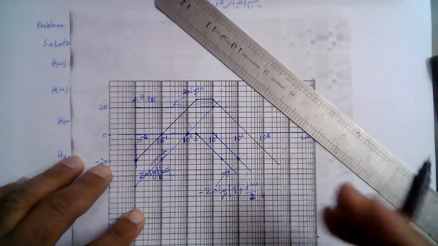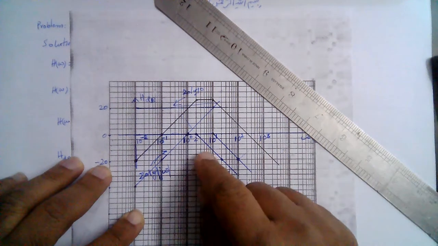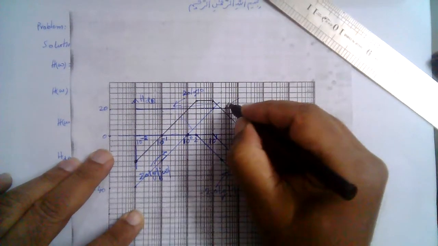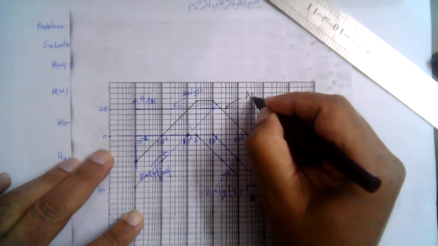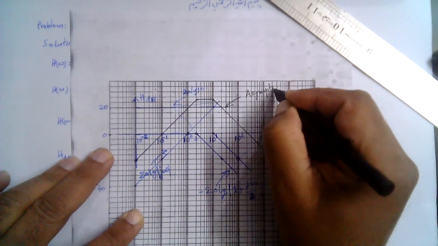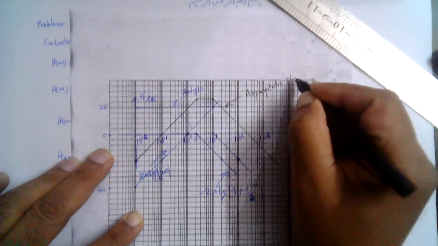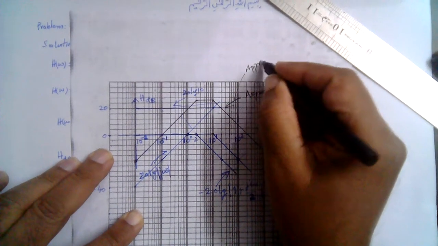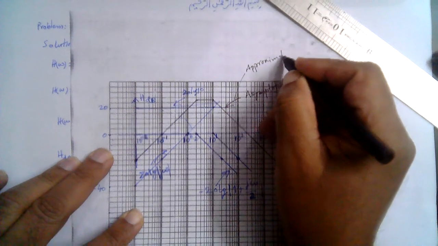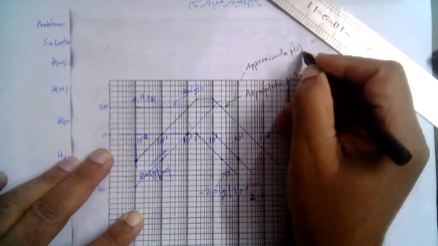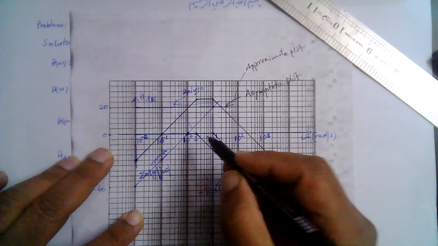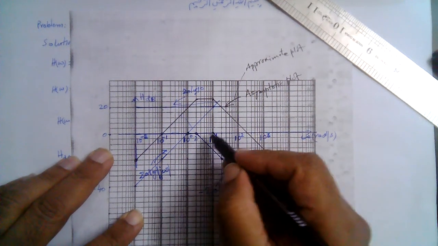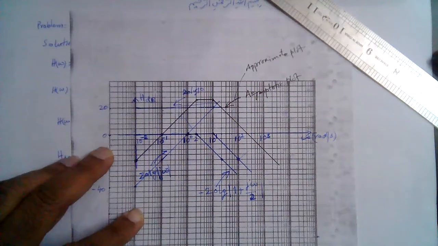And note one more thing, this is an approximate plot. This is an approximate or asymptotic plot. For example, note that at the corner frequency, the value of the asymptote is 0. But let's look at the actual case.